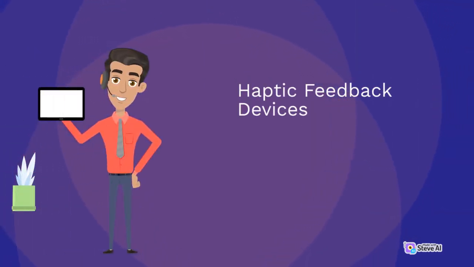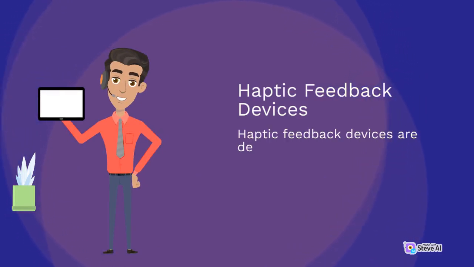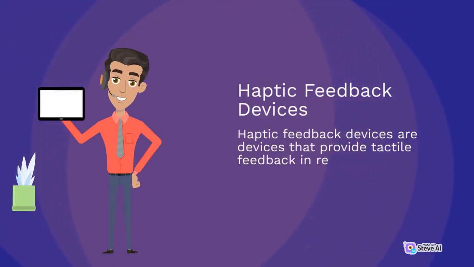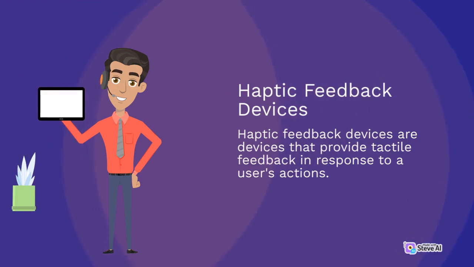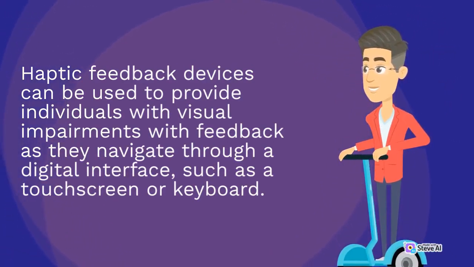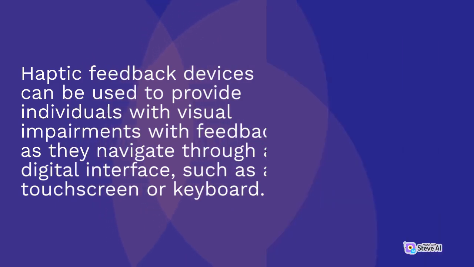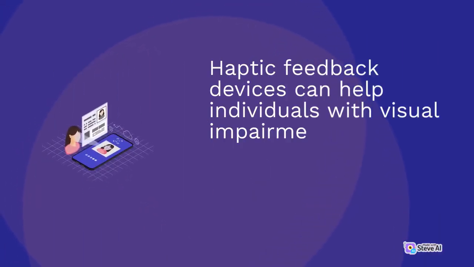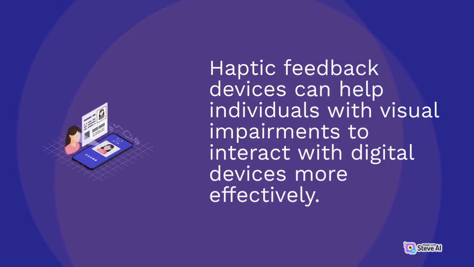Haptic feedback devices. Haptic feedback devices are devices that provide tactile feedback in response to a user's actions. Haptic feedback devices can be used to provide individuals with visual impairments with feedback as they navigate through a digital interface, such as a touchscreen or keyboard. Haptic feedback devices can help individuals with visual impairments to interact with digital devices more effectively.